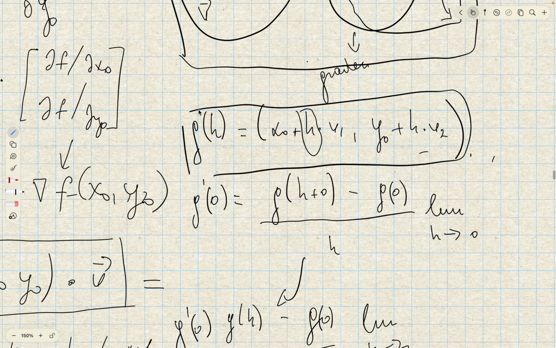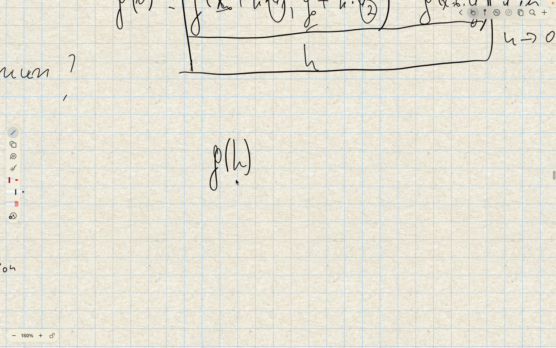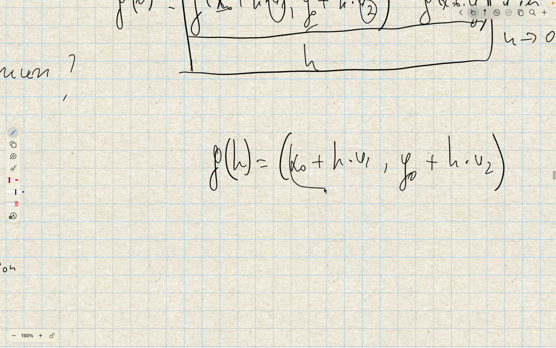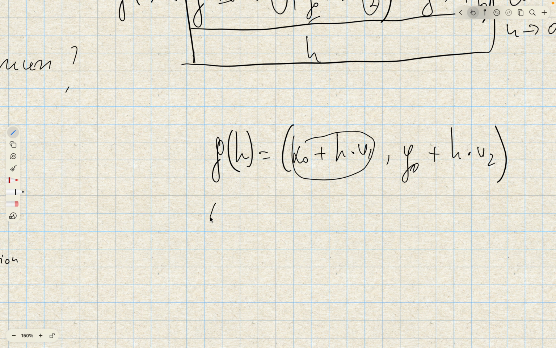And we can also do this. So it has two variables in the input space, but those two variables also depend on some variable h, and this is just a classic problem of multivariate derivation, where the variable x is x0 + h v1, and the variable y is y0 + h v2.